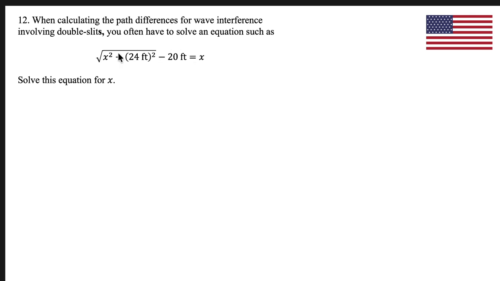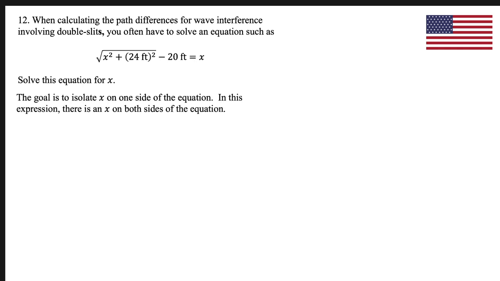Solving problems like this takes some skill. Skill is developed with practice. The first few times you try it, you might not go straight to the answer. You might go down a few dead ends. That's how you learn. So we have to isolate x on one side of the equation and not have an x on the other side.